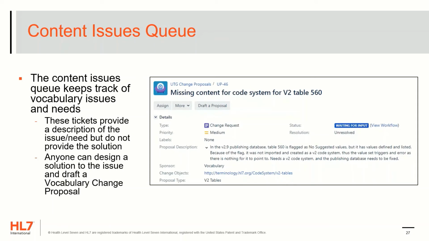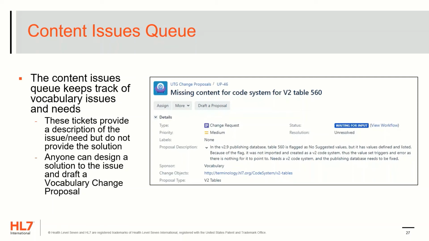As we just saw, searching for tickets in the Waiting for Input state will provide us with a queue of open content issues. This queue is really just a list of content issues so that they're not forgotten. In order to fix these content issues, a solution must be provided by a vocabulary change submitter. This is also a good place to search if you notice a vocabulary issue and want to check whether or not it has been documented. This can be done using the simple search in Jira by searching on strings related to the identified content issue.